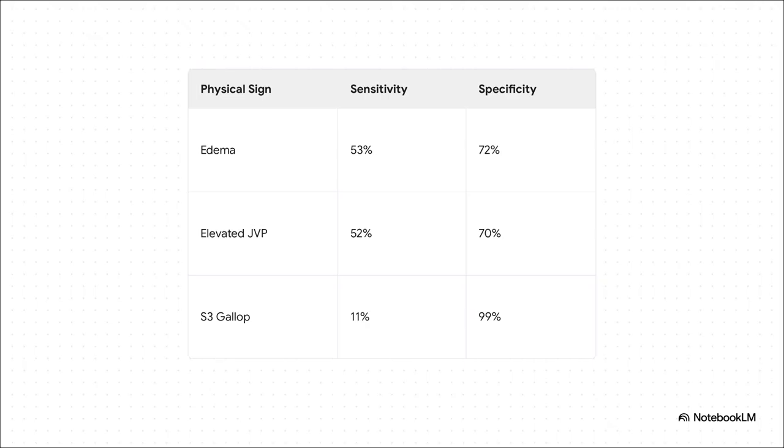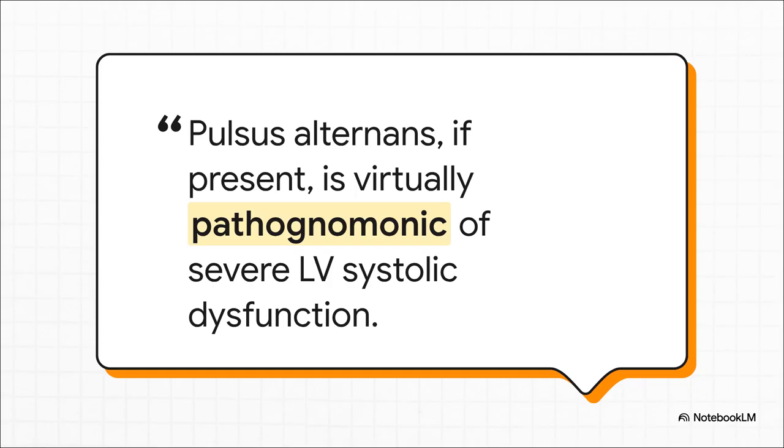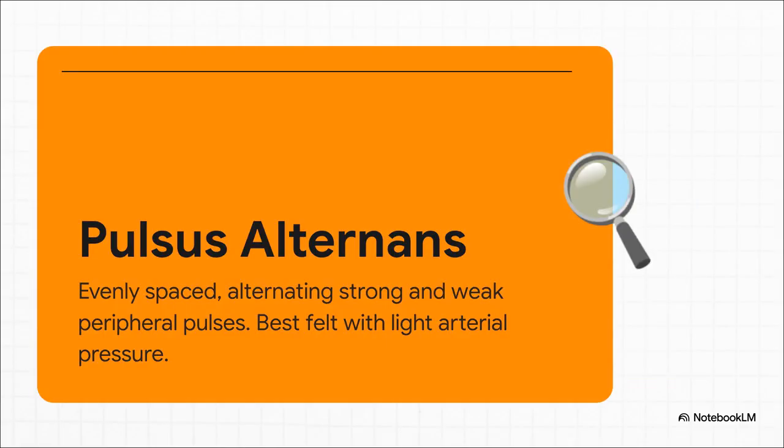And speaking of a smoking gun, let's talk about a clue that is so specific, it's considered virtually pathognomonic. That's a fancy way of saying, if you find this, the case is pretty much solved. It almost definitively points to severe left ventricular systolic dysfunction. So what exactly is this thing?